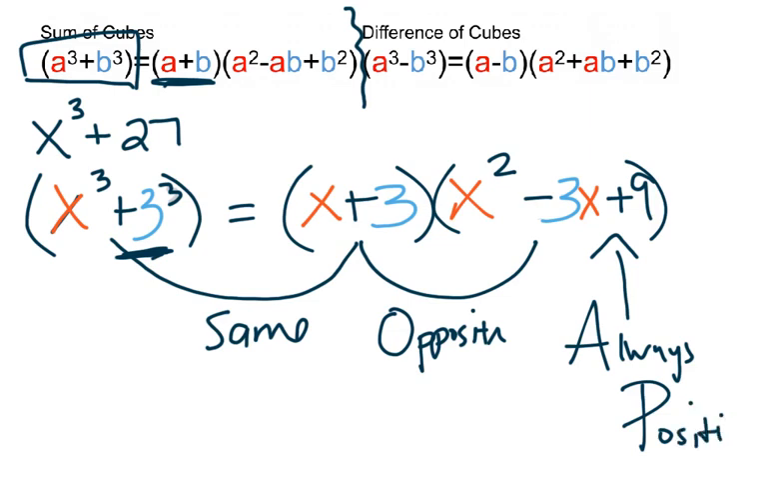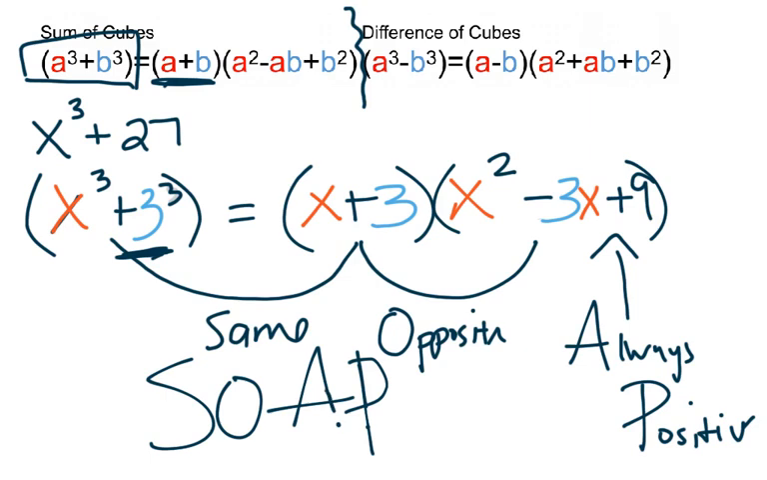So if you're not going to remember anything, look at this acronym SOAP. And it'll help you if you have a multiple choice question. So same sign, opposite sign, always positive. SOAP. Same, opposite, always positive.